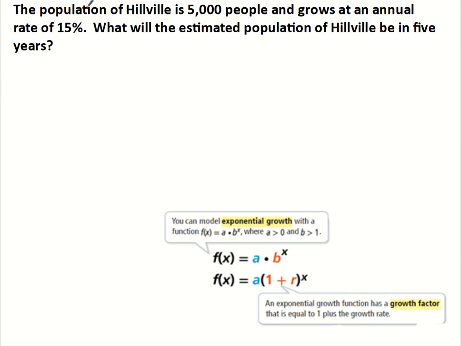So here I have Hillville. It's a town, population 5,000 people, and it grows at an annual rate of 15%. So they're growing by 15% every single year. That's what annual means. What will the estimated population of Hillville be in 5 years? So here's their growth rate. I can plug this into my formula. A is still our initial value.